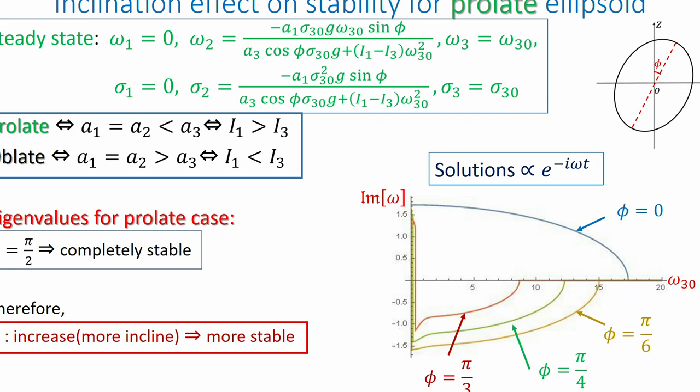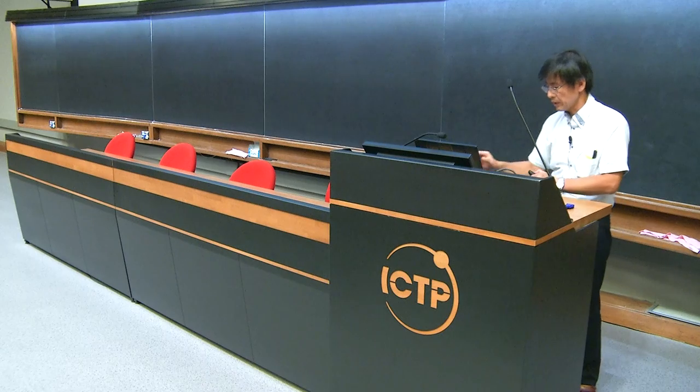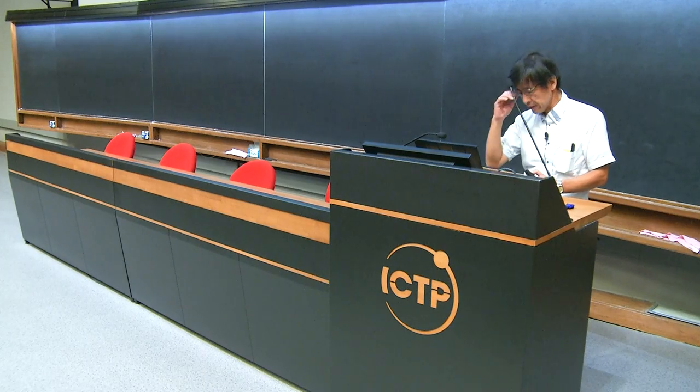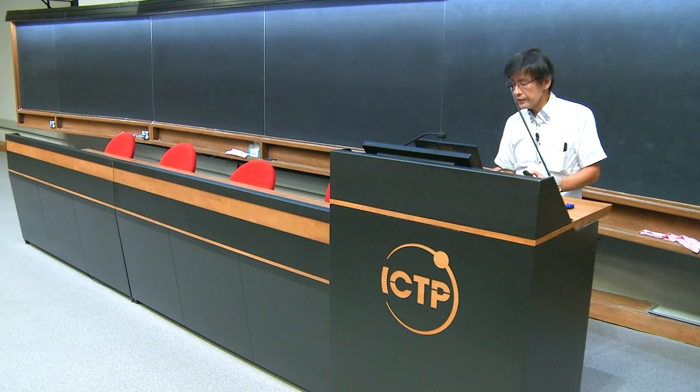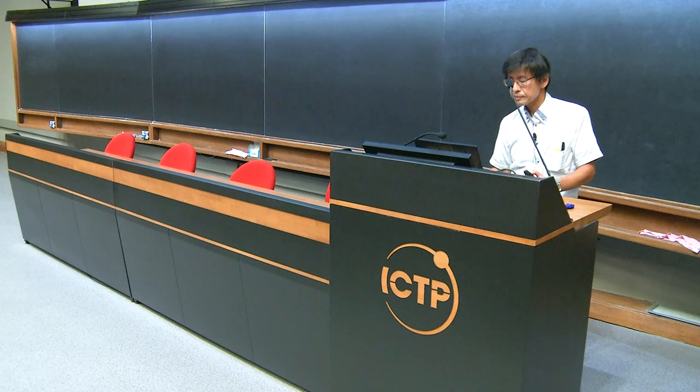When tilted, the stability region is larger than the upright case. And the more tilted, the stability region is monotonically greater. And when the tilting angle is half pi, the entire region becomes stable.